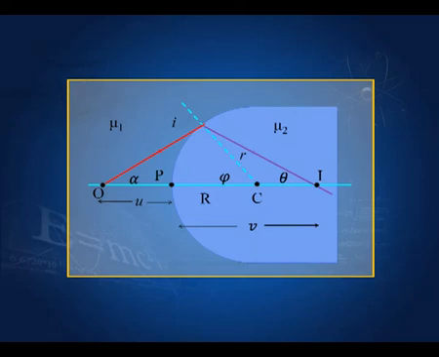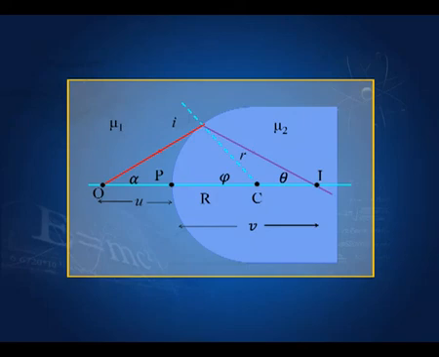There is an object here and a ray goes like this with the angle of incidence i, because this is the normal, and gets refracted, and this is the angle of refraction, and this meets the surface at point I. Therefore, I is the image of O. C is the center of curvature. This distance is therefore r.